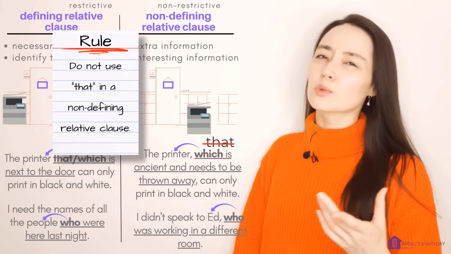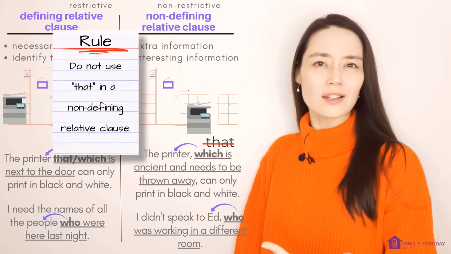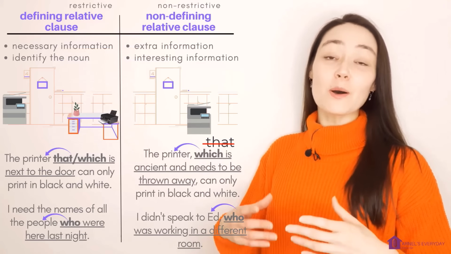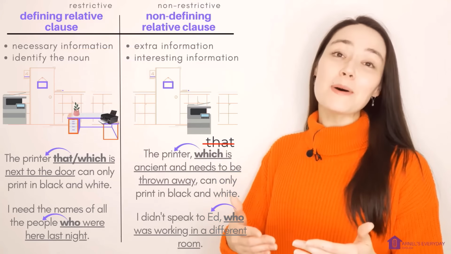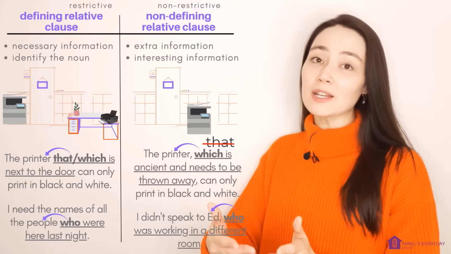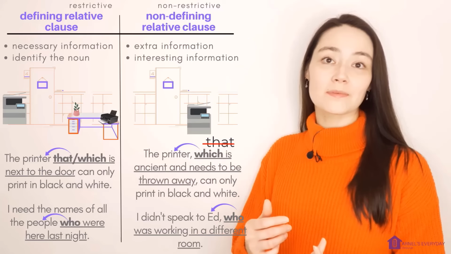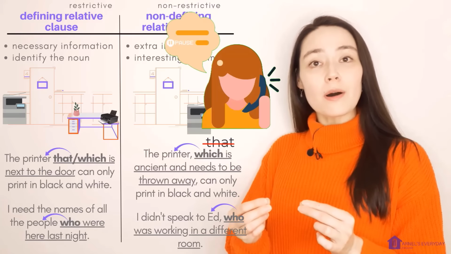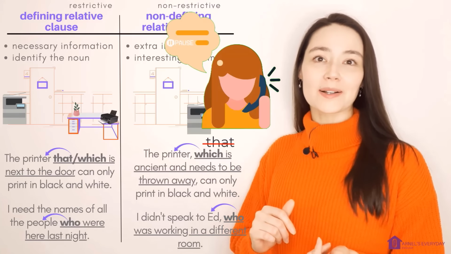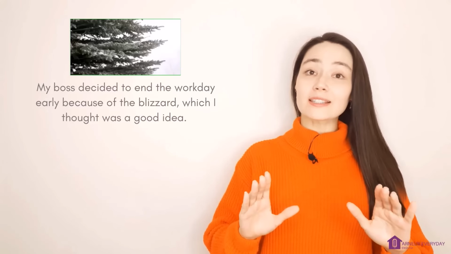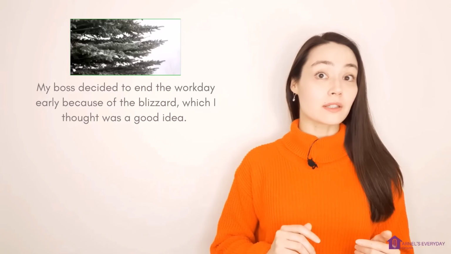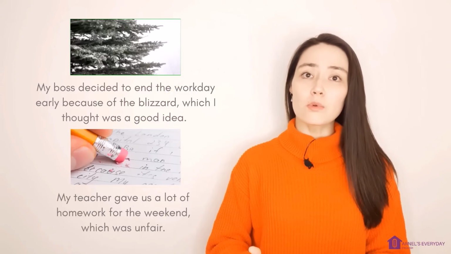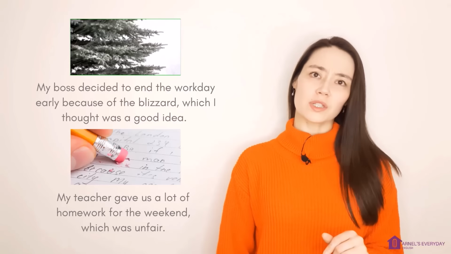It doesn't matter if you're speaking about a person or a thing, do not use that after a comma. But this whole comma rule is only important in written English, right? In spoken English, there are no commas. Yes, in spoken English, there are no commas, but if we give non-essential information, we would still use which. Or when we're speaking, sometimes we add a little pause. That pause is kind of like our comma. My boss decided to end the workday early because of the blizzard, which I thought was a good idea. My teacher gave us a lot of homework for the weekend, which was unfair.